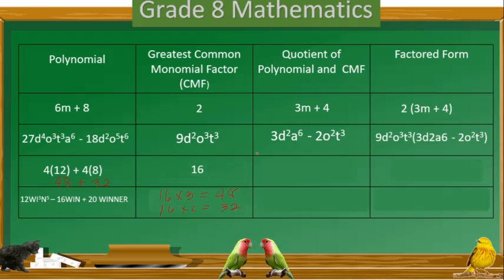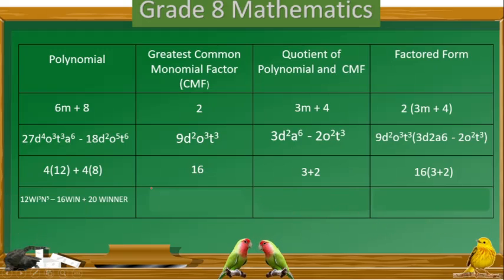Okay, then for the quotient, you will divide by 16. So 48 divided by 16 equals 3. Then 32 divided by 16, that is 2. So the answer there is 3 plus 2. Okay, the combination is the greatest common factor times the quantity 3 plus 2. Okay, that's it.